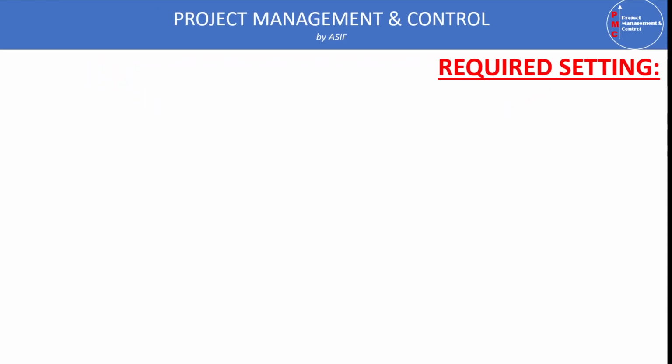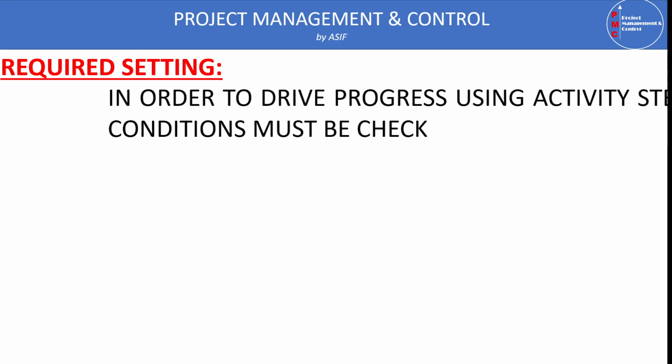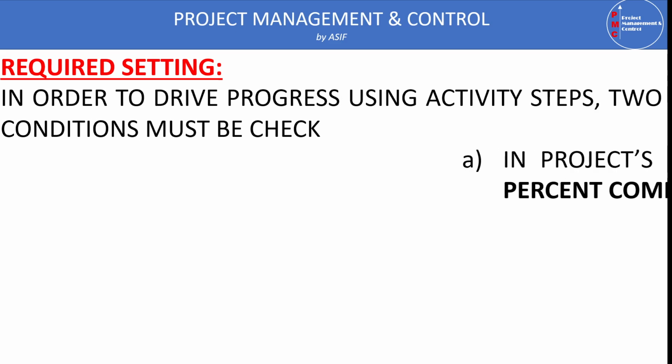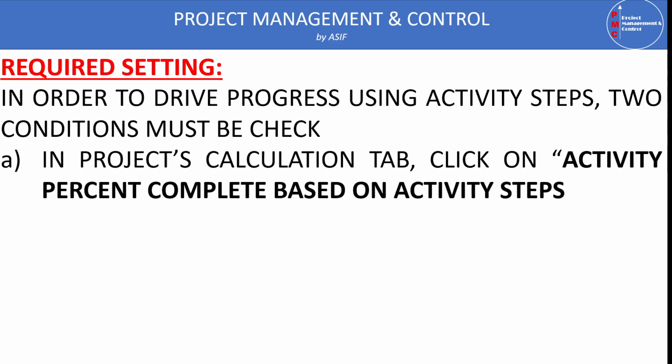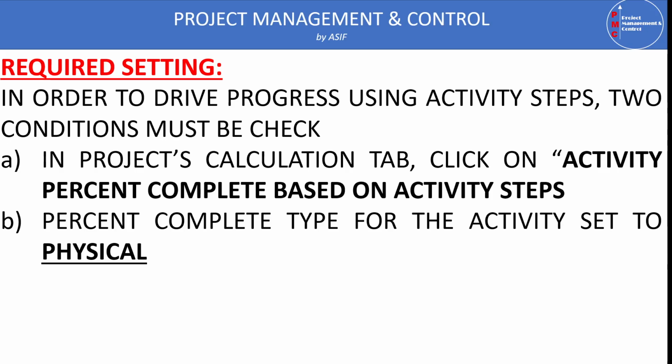Now we see what the required settings are for using activity steps in Primavera P6. If someone is planning to use activity steps in this program and it is agreed with the engineer, it is important that for the activities for which we want to assign activity steps, we select the activity and go to the project calculation tab. There you will find one option, activity percent complete based on activity steps. If we are planning to use activity steps, we need to click this option.